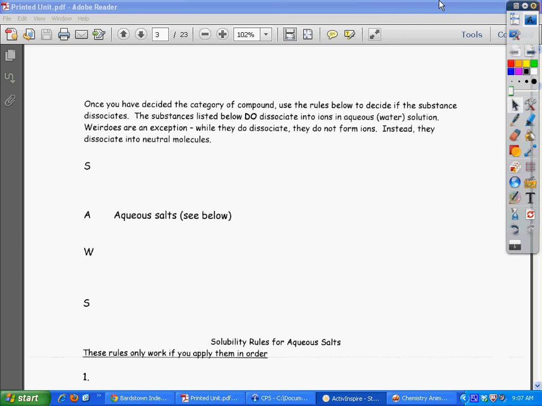So once you've decided if something is an acid, base, salt, weirdo, or none, the reason you're classifying it that way is to decide, when I write this chemical formula down, should I write it as the chemical formula, or should I write it as the component ions or particles that compose it? So if you look at your instructions here, it says once you've decided the category of compound, you're going to use the rules below to decide if the substance dissociates. The substances that are listed below do dissociate into ions in aqueous or water solution.